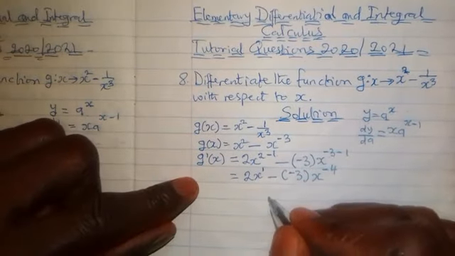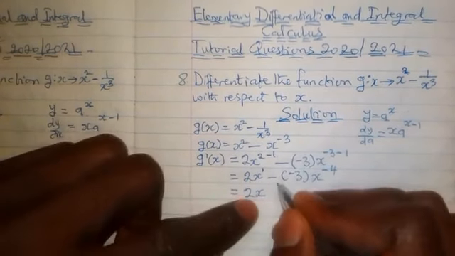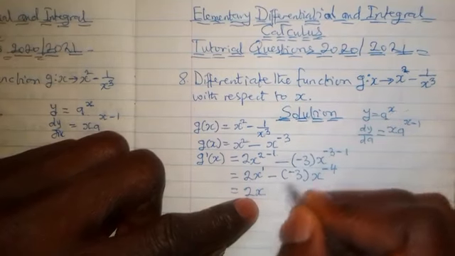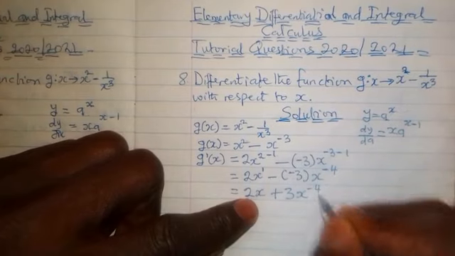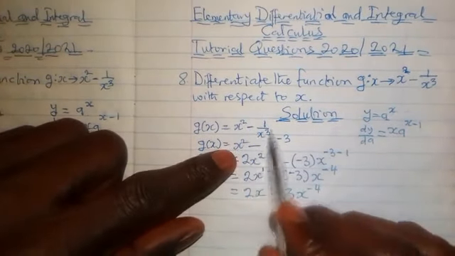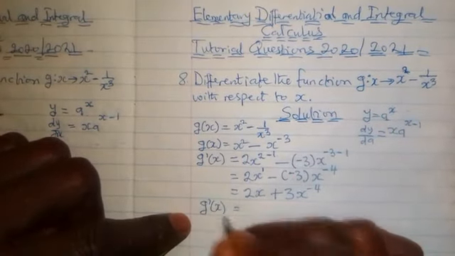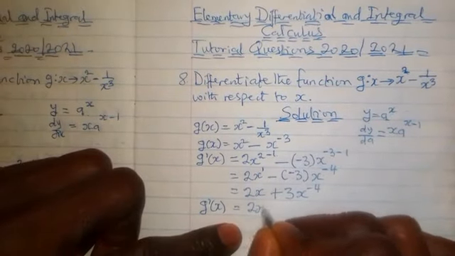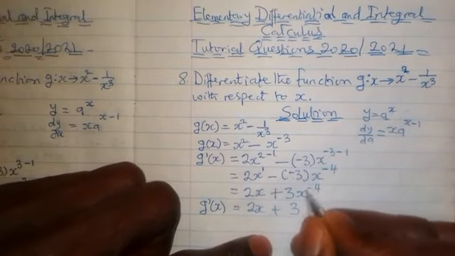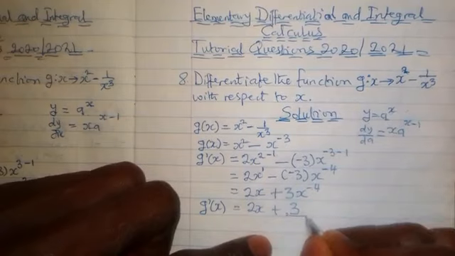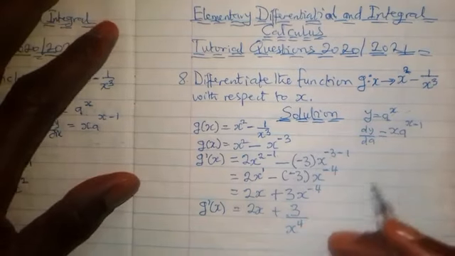So in this case, what we are going to do now is write this as 2x. We can leave out the 1. Then minus times minus will give us plus, so we have plus 3, then x power minus 4. Now note here that since the question has an inverse function, it will be more appropriate for us to write this final answer as 2x plus 3. The x power minus 4 is an inverse function, so we are going to bring it under this 3 and write it as x power 4. And this is the answer to the question.